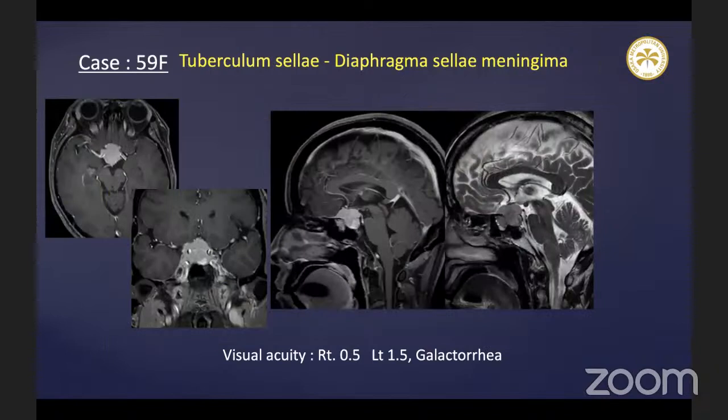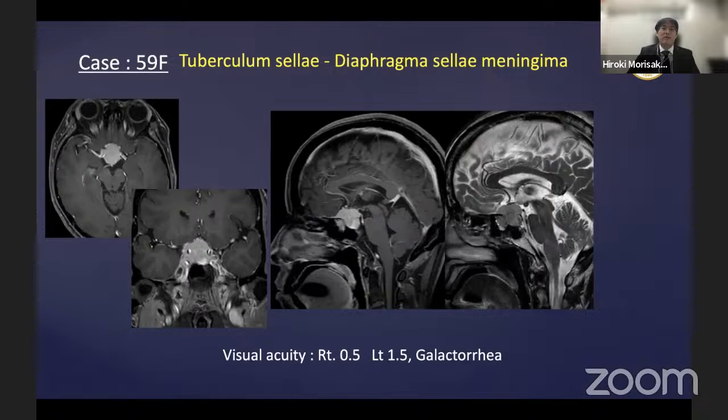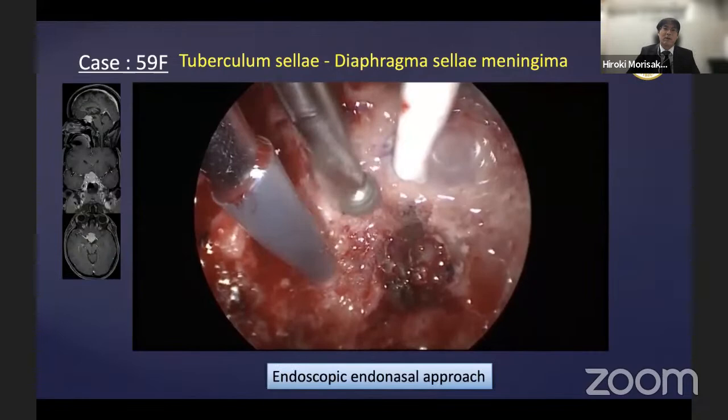This is a 59-year-old female. The attachment of the tumor is tuberculum to the diaphragma sellae. Her visual function deteriorated on the right side. This tumor has some extension to the right cavernous sinus. We selected this tumor for the endoscopic endonasal approach.